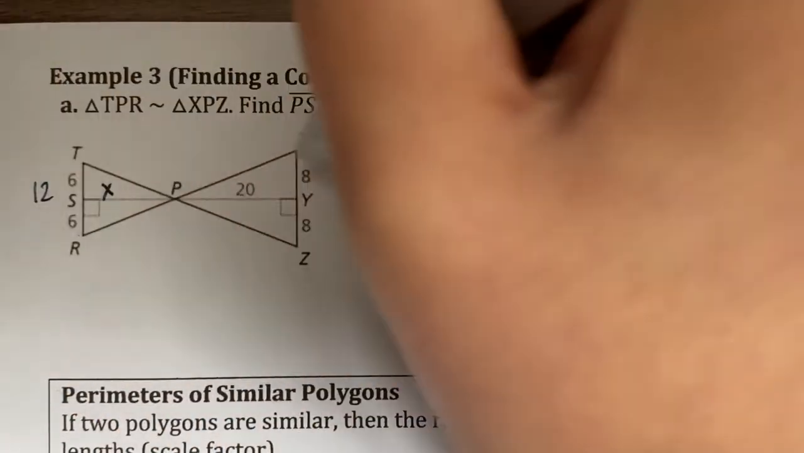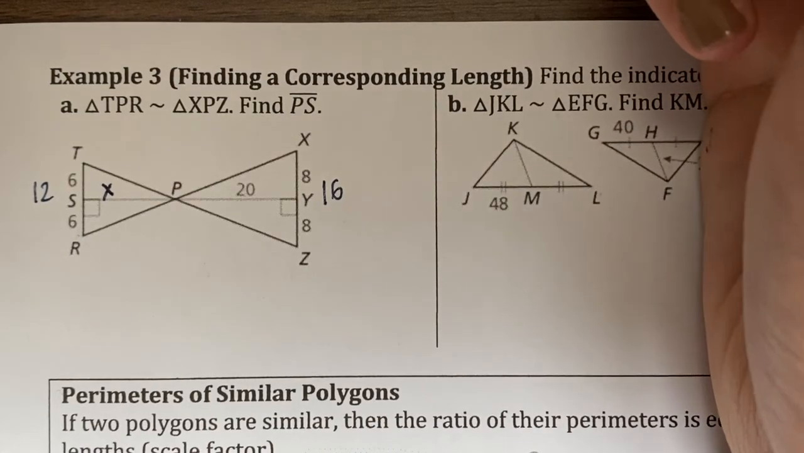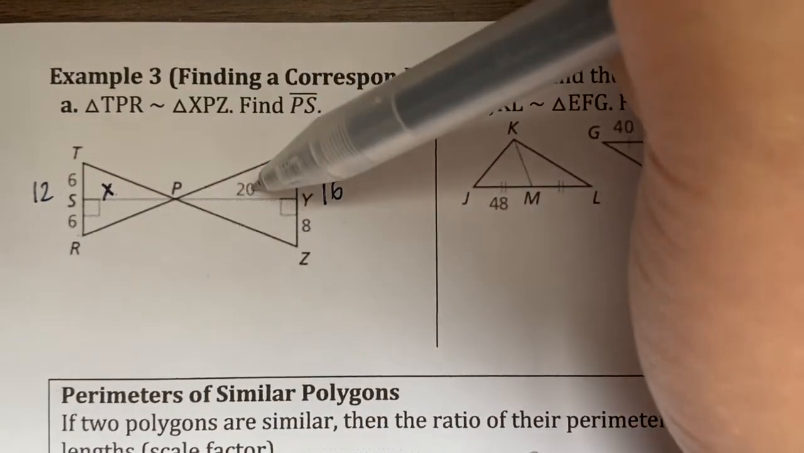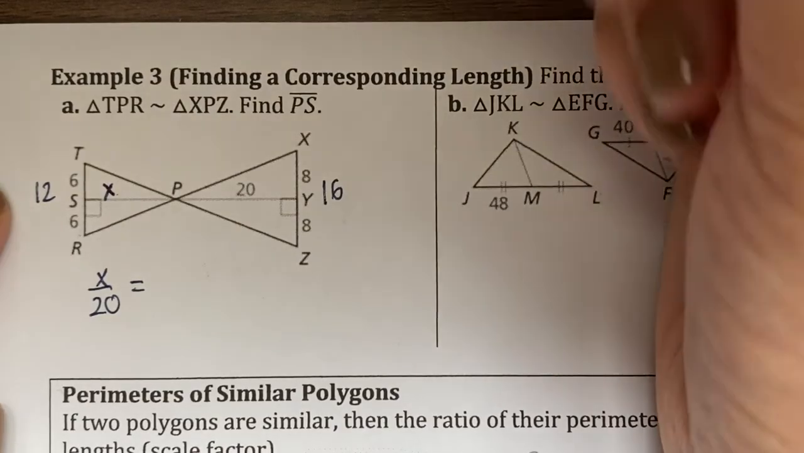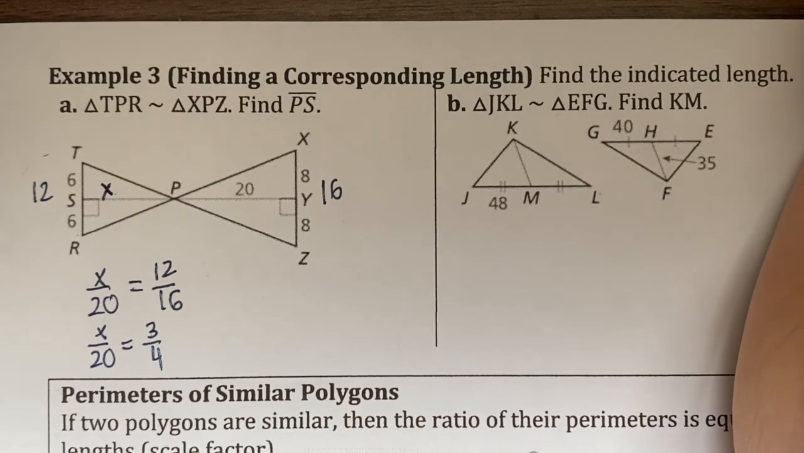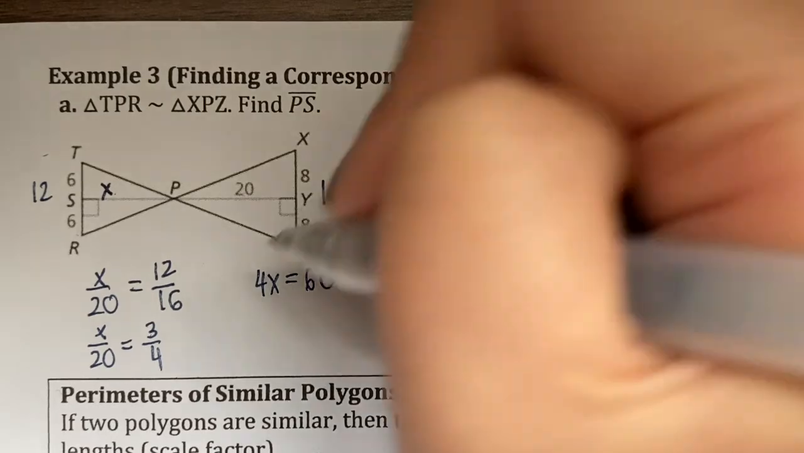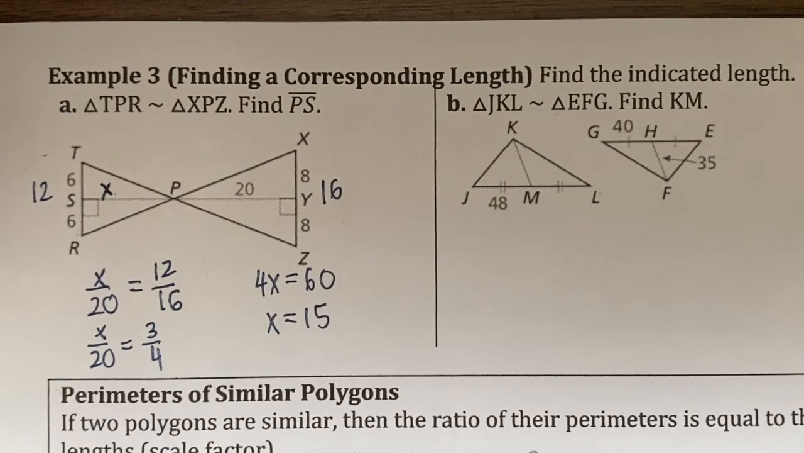So adding the two sides together to get the whole length of this triangle, 6 plus 6 is 12. 8 plus 8 is 16. Now I'm going to write the ratio. So x corresponds with 20. That's going to be equal to 12 over 16. I'm going to reduce. X over 20 is equal to 3/4, and then cross multiply. 4x is equal to 60. Divide by 4 on both sides. X is equal to 15. So the steps are nearly identical to the examples that we did before. So I'll just let you guys try B and C on your own.